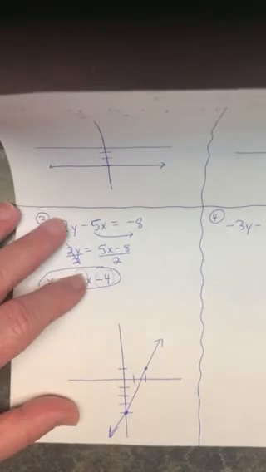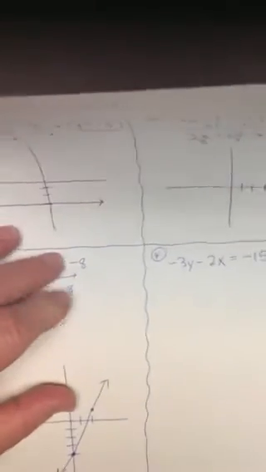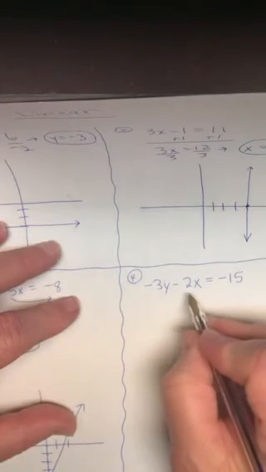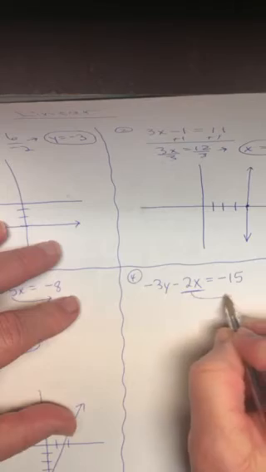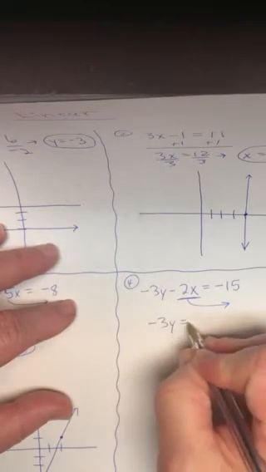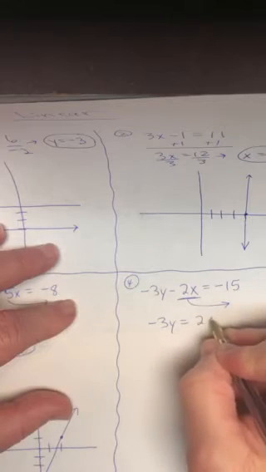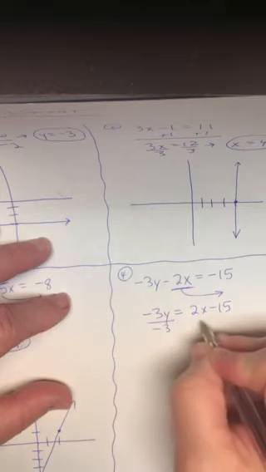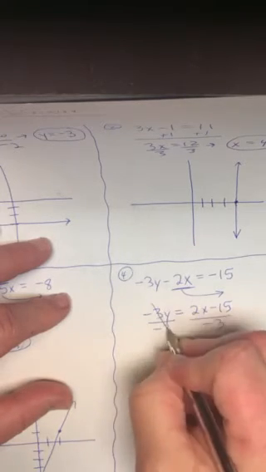Okay? So one more of those and we are all set. Number 4. Again, your goal is to get y by itself. So again, I'm going to take this thing here and shove it to that side. Negative 3y equals, if I add him over, I've got 2x minus 15. Divide by negative 3. Those would cancel.